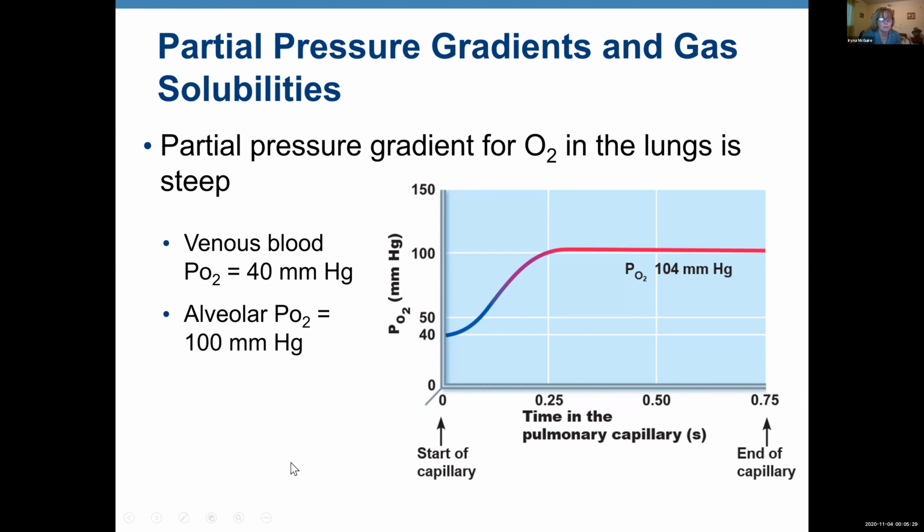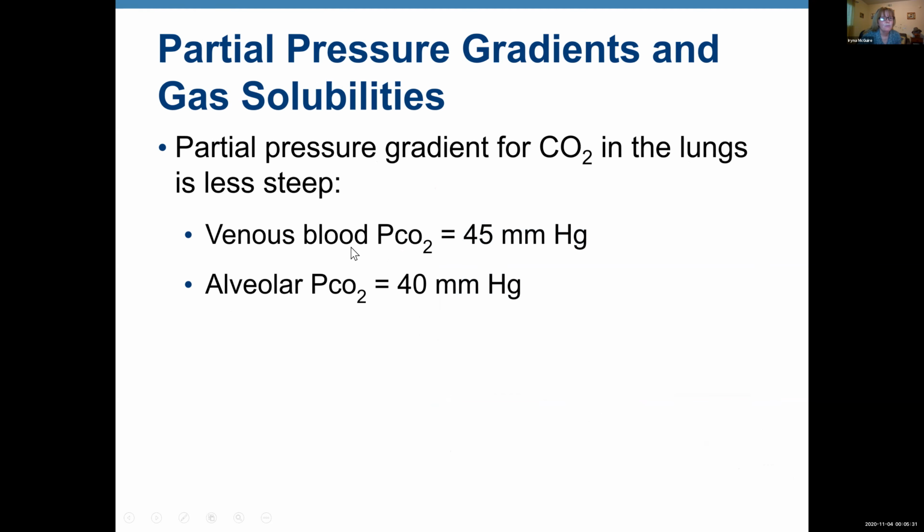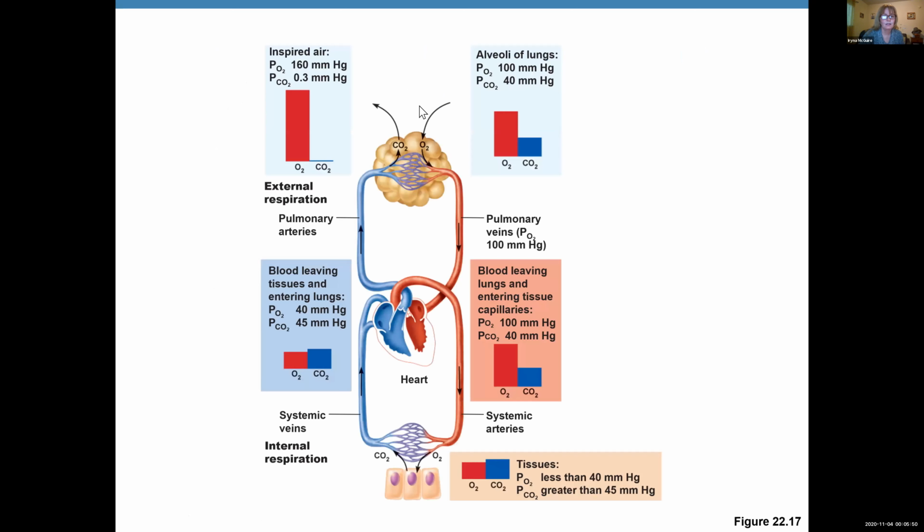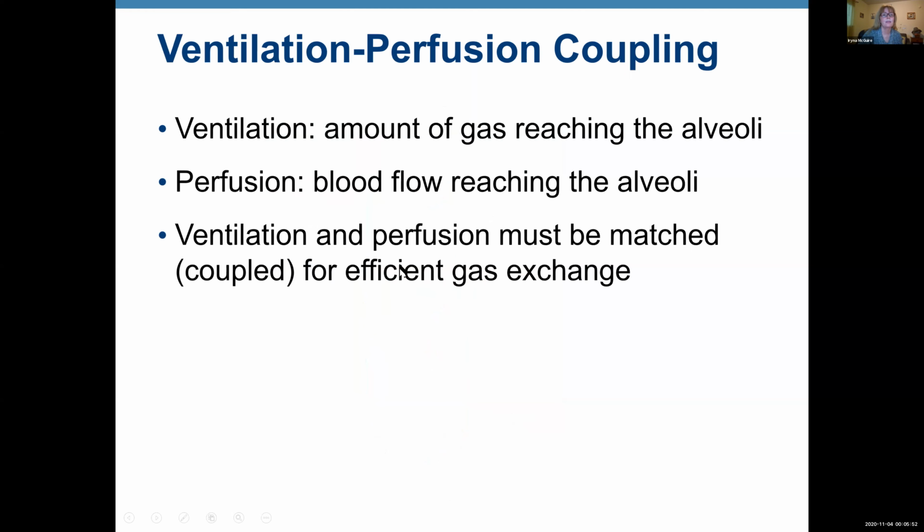So here it is. That's the partial pressure for oxygen. The partial pressure gradient for carbon dioxide is less steep because we have venous blood at 45 and alveolar pressure at 40, but still we have a higher pressure gradient. So carbon dioxide will move from the blood to the alveoli, and this is what we need so we can exhale it, right? And this I already described.